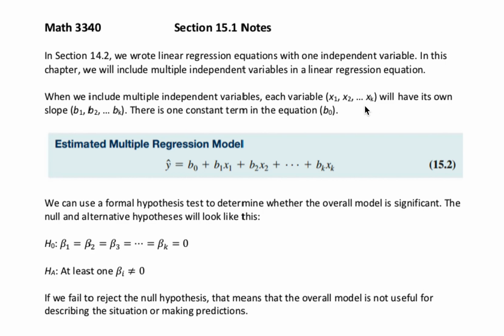And each independent variable will have its own slope. So we'll have b1, b2, b3, however many slopes we have, which is the same as the number of independent variables. We will have only one constant term. So we have multiple slopes, but one constant term or y-intercept, and that's b0. So this is what the equation will look like. We'll have b0 plus b1 times x1 plus b2 times x2 up to however many independent variables we have.